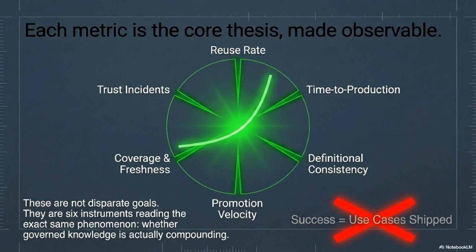This is the misconception we have to kill out loud. Success is not the number of AI use cases you've shipped. A pile of shipped use cases that each rebuilt understanding from scratch is accumulation, more surface area, more risk, no compounding. Success is evidence of compounding. These 6 metrics are the thesis from episode 1, finally made observable.